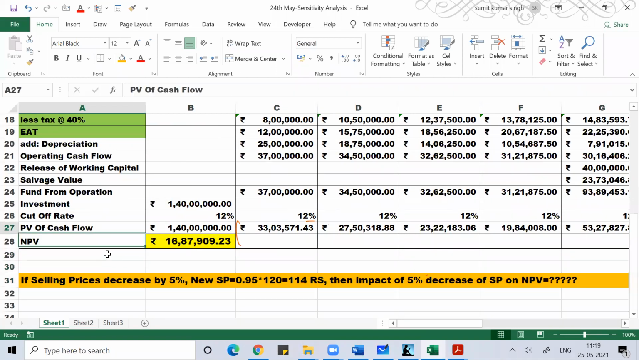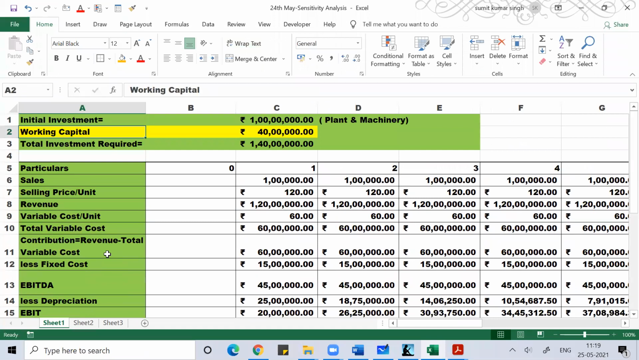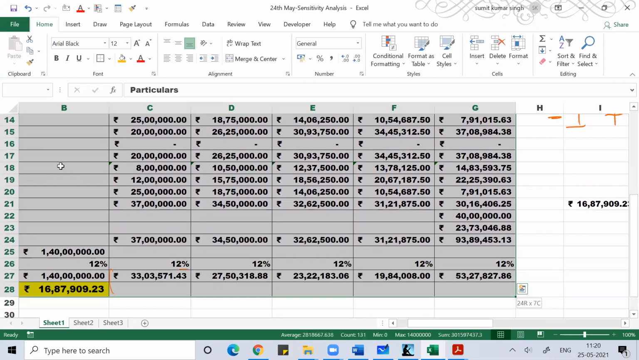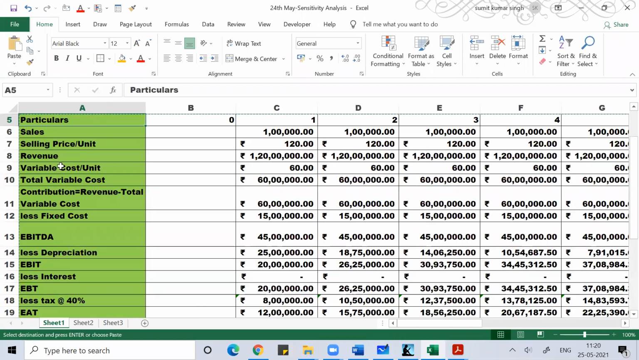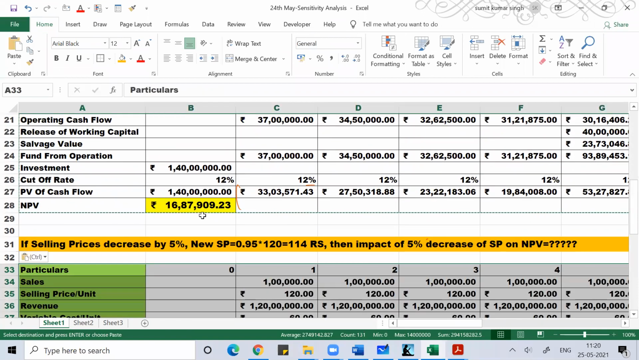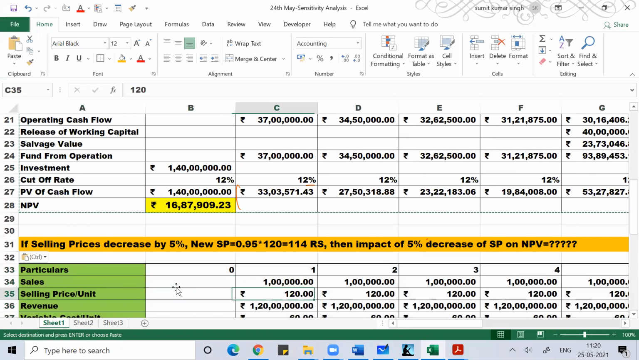So I hope if you have understood the concept of NPV calculation, you can understand that if you increase the selling price, the NPV will increase. If you decrease the selling price, NPV will decrease. So here if the selling price is decreased by 5%, how much will your NPV be impacted? So I'll just copy this data. Okay, and I'll just repeat the same steps.